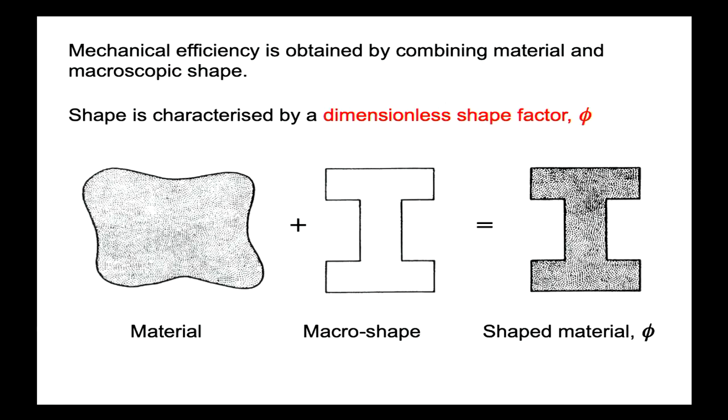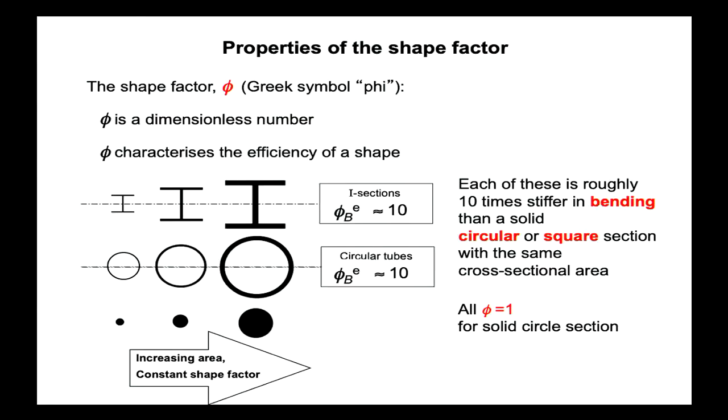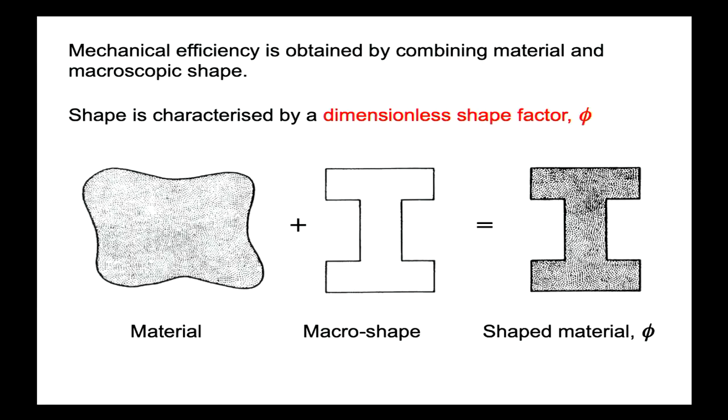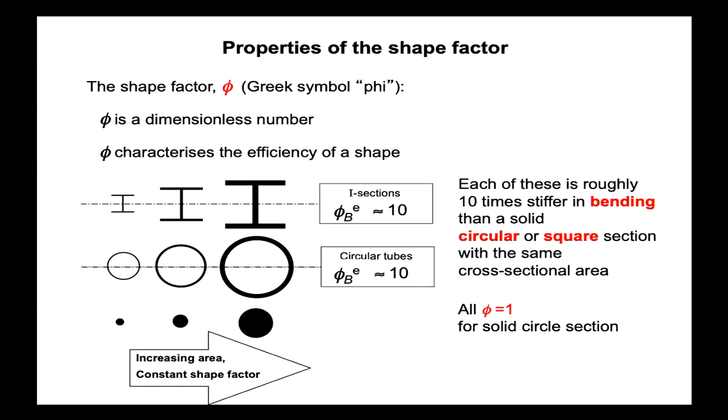I should perhaps have it even bold, is dimensionless. Shape factor has got nothing to do with the size. It is the form, and that's what this is trying to get at. The material plus a micro shape gives us this idea of a shaped material.